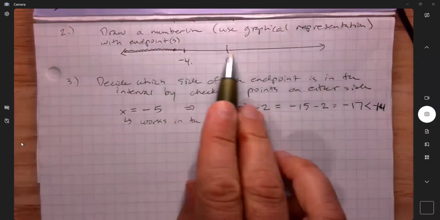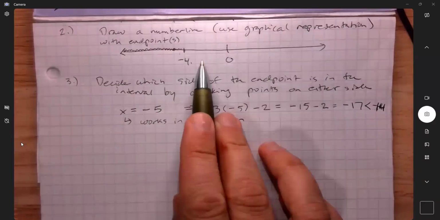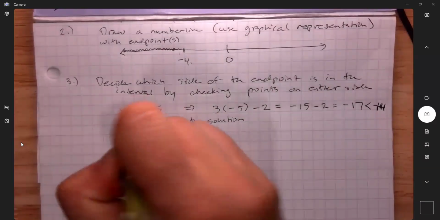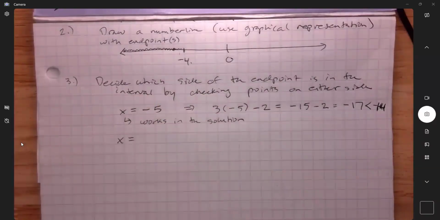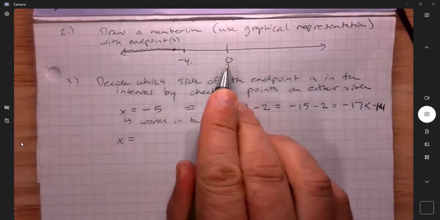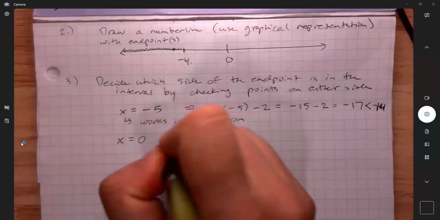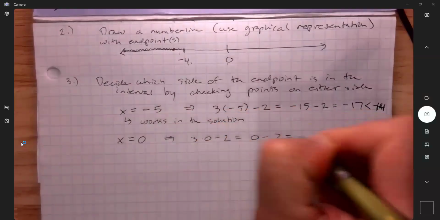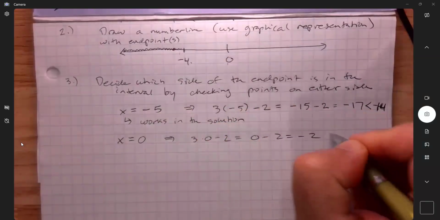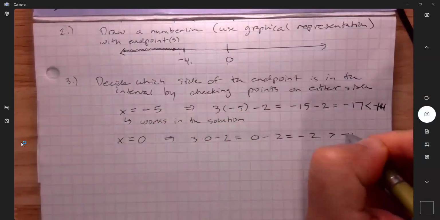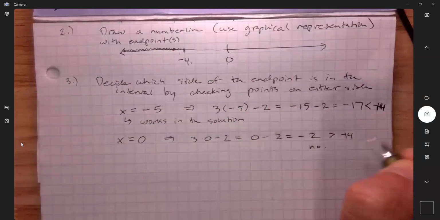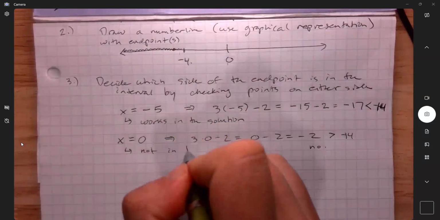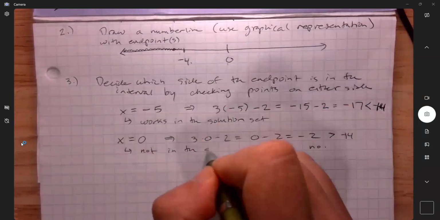We should be able to get away without checking the other side because we know that negative 4 is an endpoint, but let's test it just in case. Also, it's really easy to check because 0 is a number. And that makes our work really fast. 3 times 0 minus 2 is 0 minus 2, which is negative 2. That is not less than negative 14. So x equals 0 is not in the solution set.